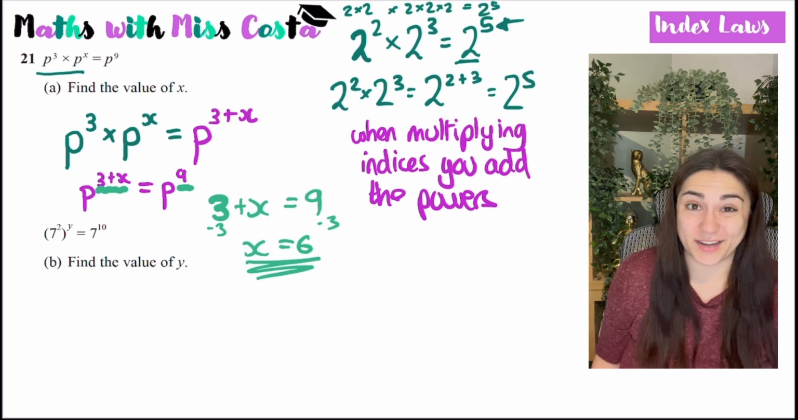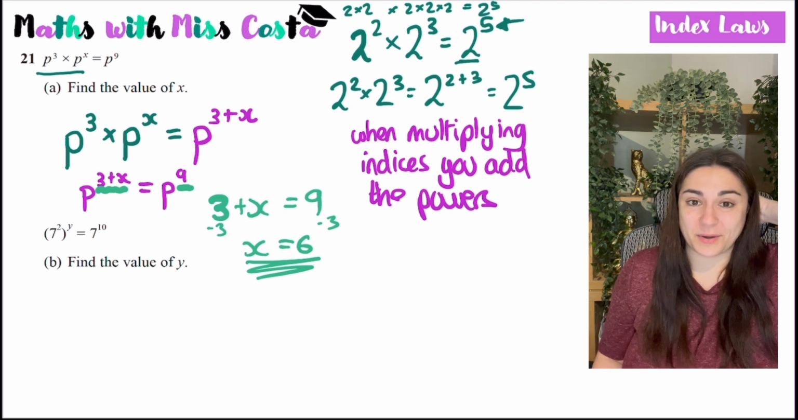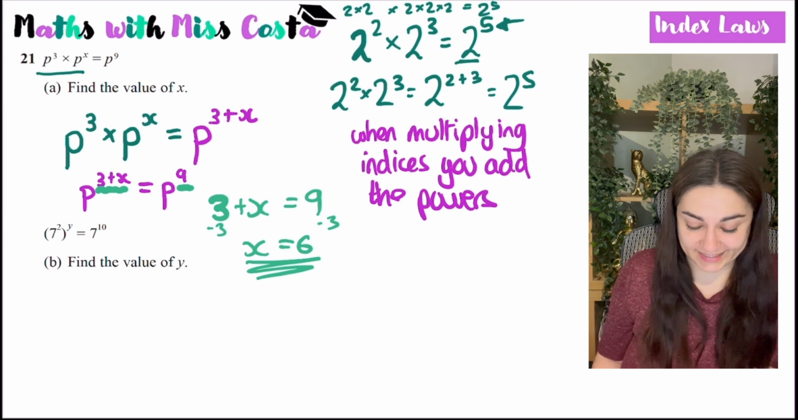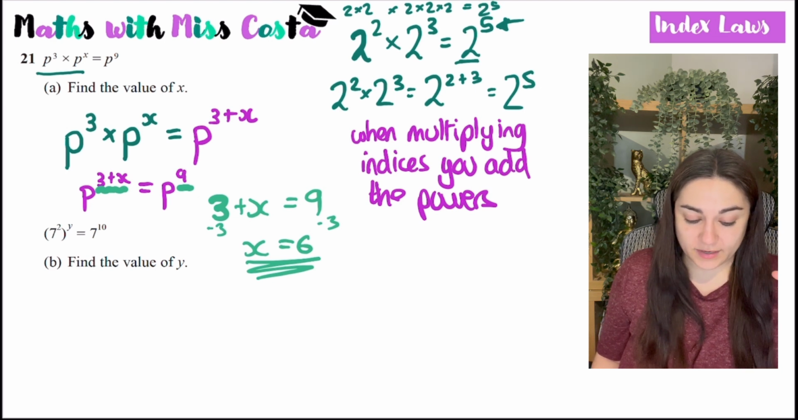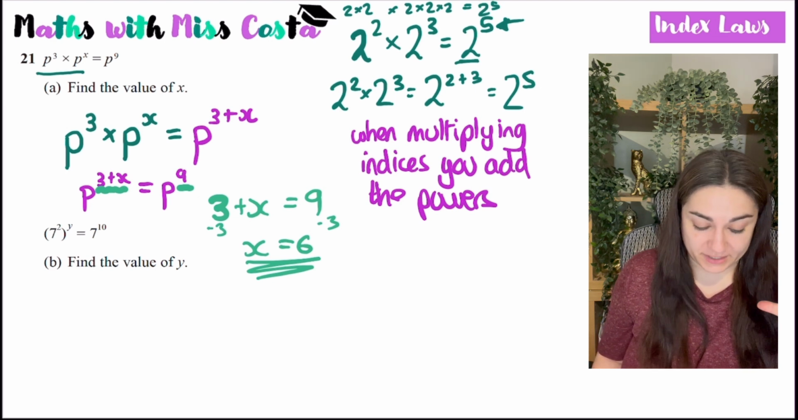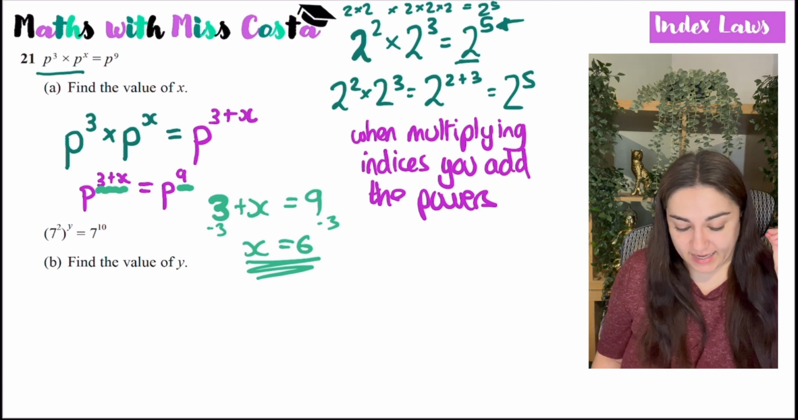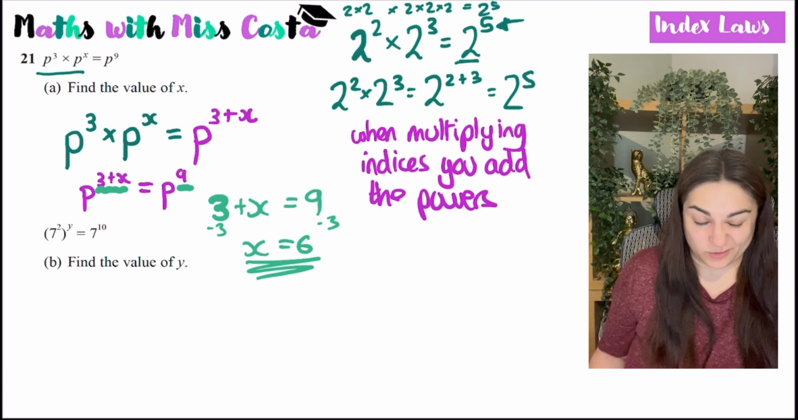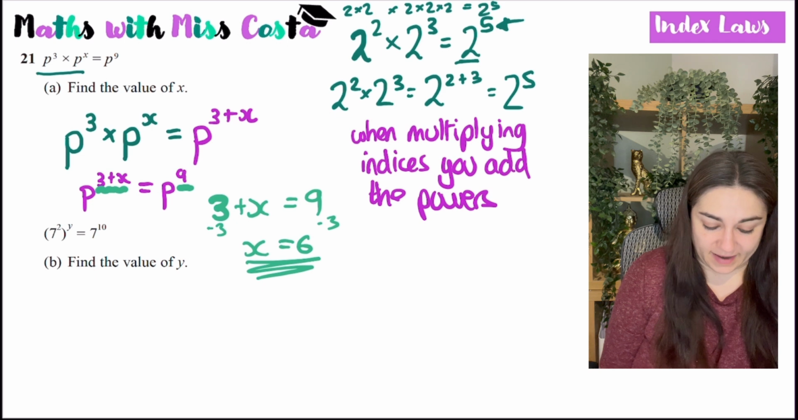So this is quite a tricky question, but it's about using the laws of indices that you already know, or if you didn't, then familiarize yourself with them and applying them. And then a little tricky bit, recognizing that they must be equal.